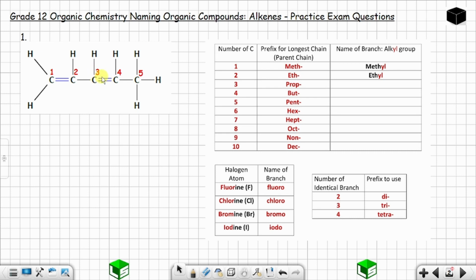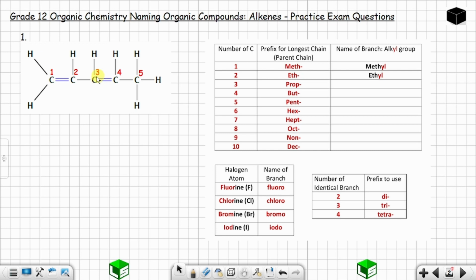You can see that. But if I start this side, 1, 2, 3, 4, 5, you can see the double bond will be on carbon number 4, and this will be on carbon number 2. So the lowest combination is 1 and 3, not 2 and 4 if you start from right to the left. So this is the lowest combination we can have. So you can see the double bond is on 1 and on 3.